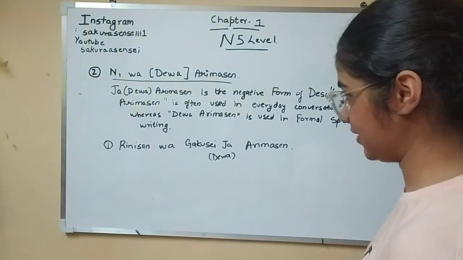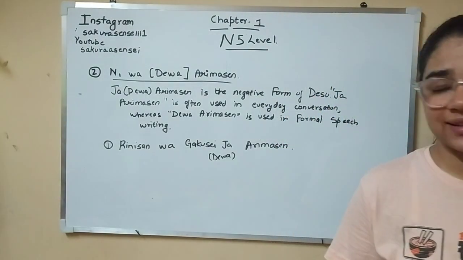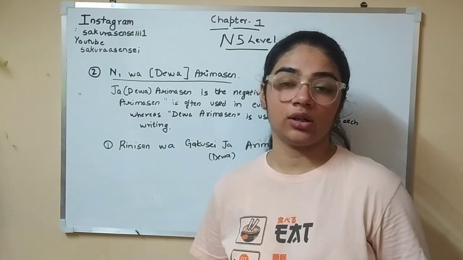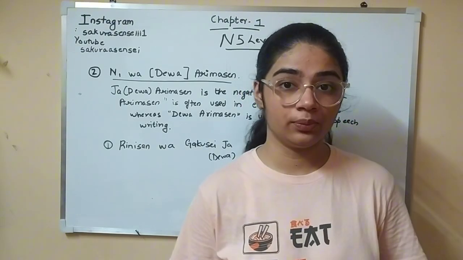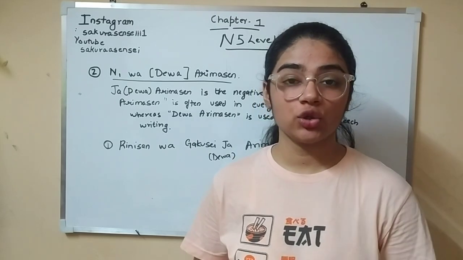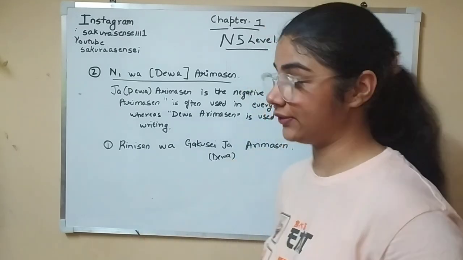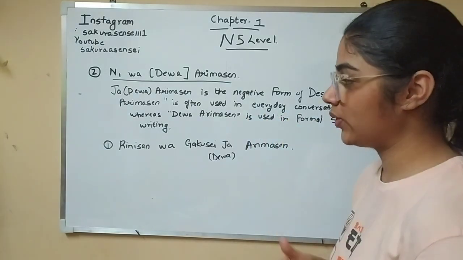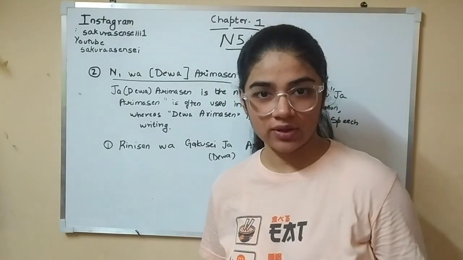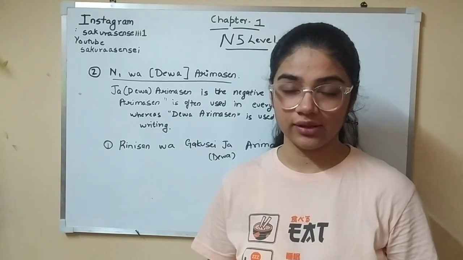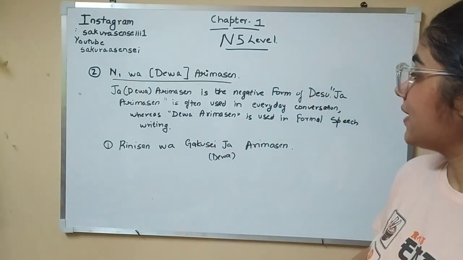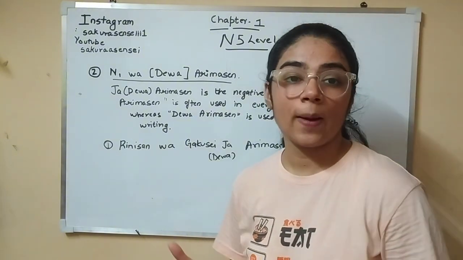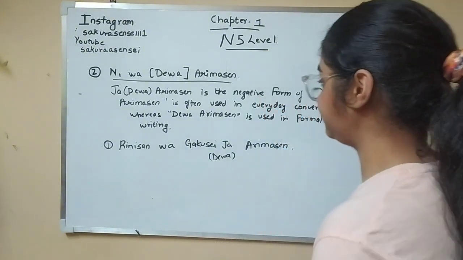N1 wa ja arimasen, or dewa arimasen. To convert a sentence in the Japanese language to negative, people often change masu to masen to make a sentence sound negative. So ja arimasen is a negative form of desu. We have talked about desu, which is used to show judgment, assertion, and politeness toward the listener. But we basically use ja arimasen or dewa arimasen to make a sentence in the negative form.